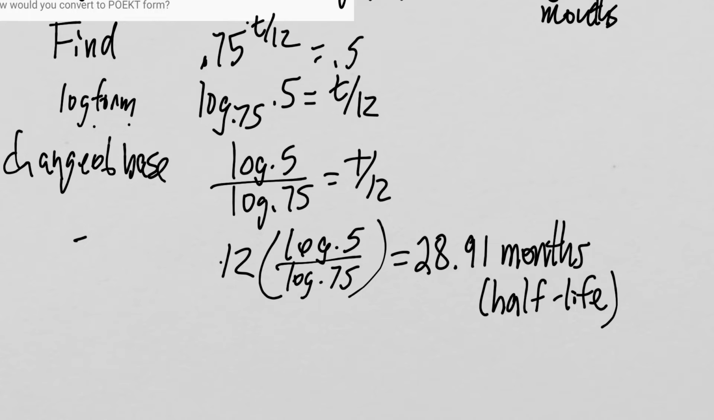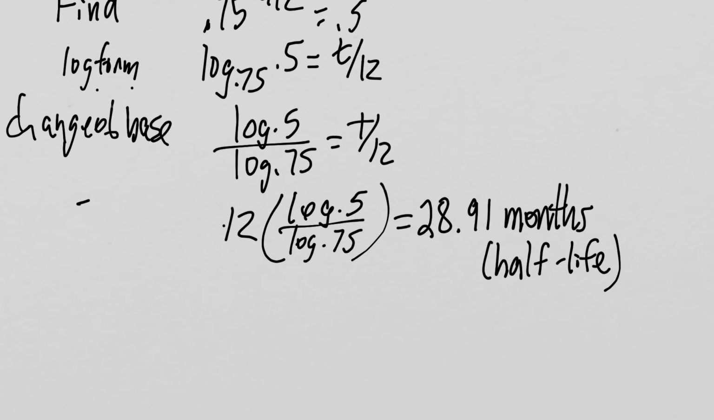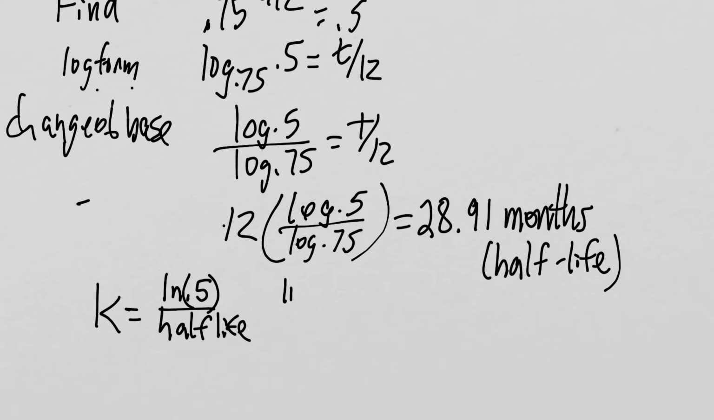That is my half-life. Now I need to go ahead and take this half-life, and hopefully you looked up the formula for k. k is the natural log of 0.5 divided by the half-life. So I'm going to take natural log 0.5, go ahead and divide it by the 28.91, and we get it to be negative 0.02398, keeps going on. So this is my k, my constant for my PERT equation.